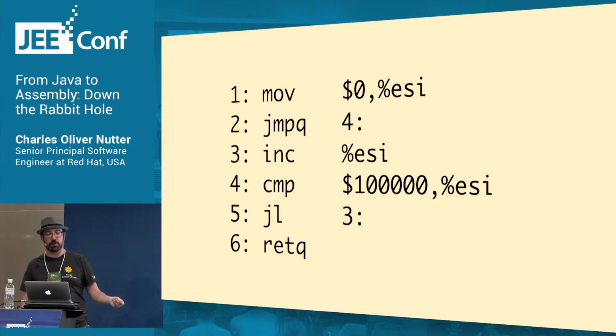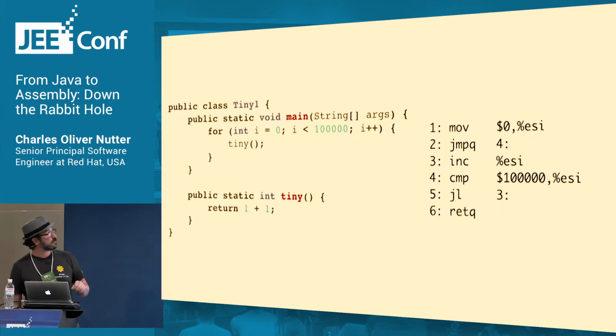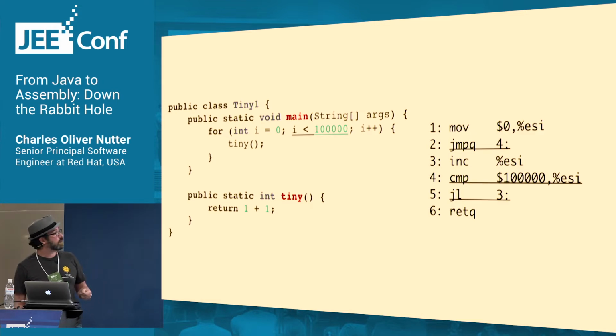This is the sum total of the main method and the tiny method inlined together and optimized, if we remove all the other boilerplate around it. And if we walk through this code, up at the top, we move 0 into ESI. So ESI in this case is our I local variable, our int variable. So we initialize our local variable. We have our logic to do the branching.